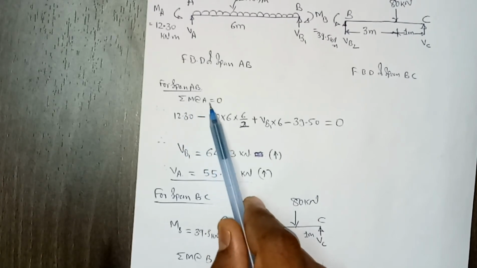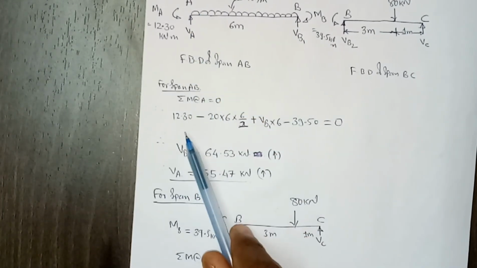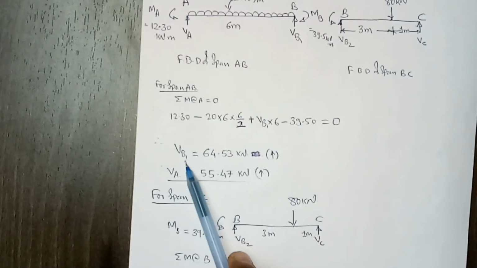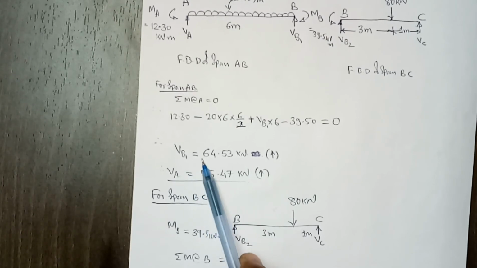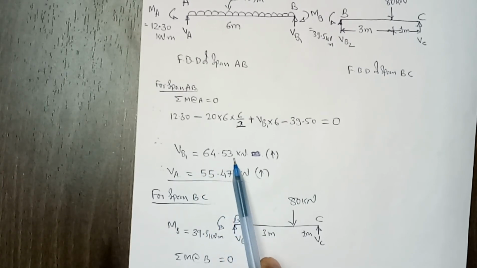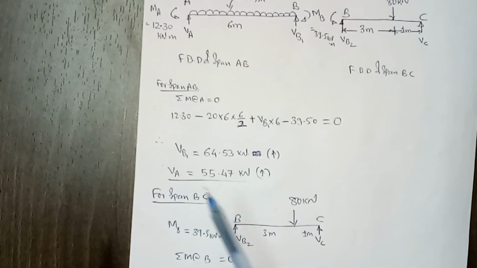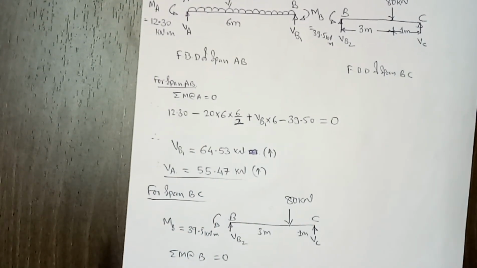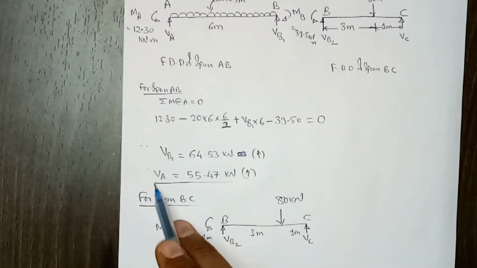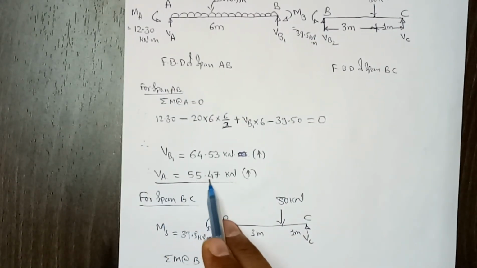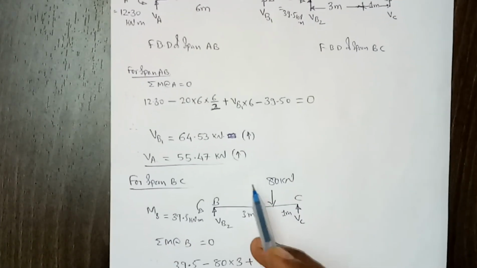When you take moments about A for AB, we can get the value of VB1, which is equal to 64.53 kilonewton upward. And then if you use the second condition, that the summation of vertical forces is 0, we get VA equal to 55.47 kilonewton upward.